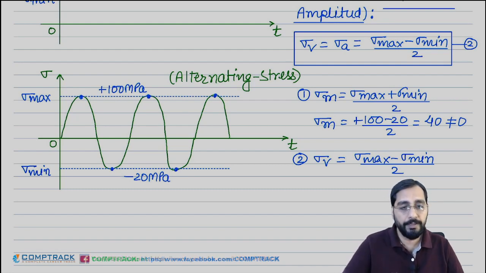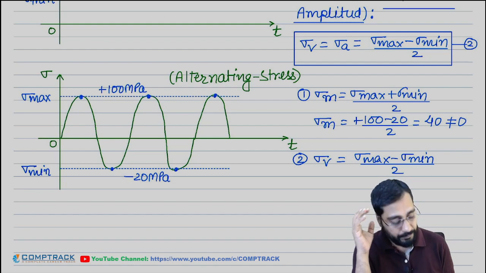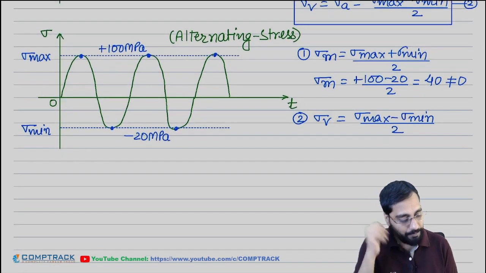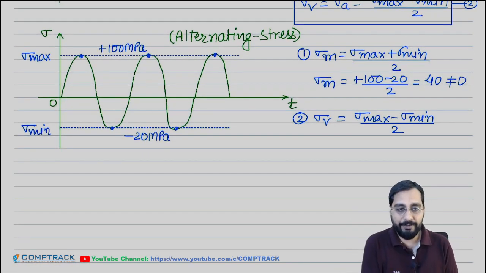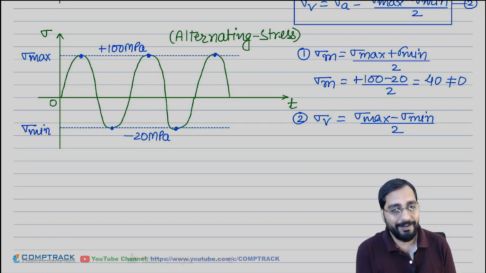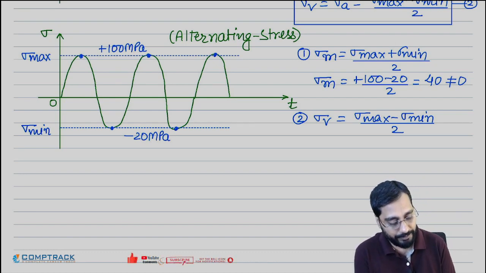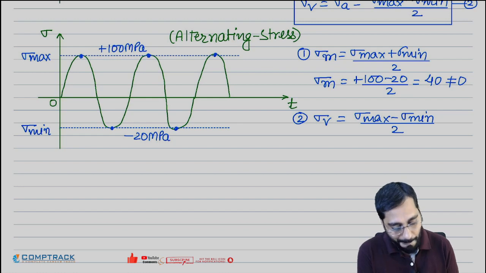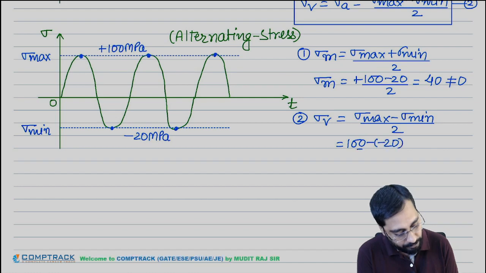Okay, clear? So here this will be 100 minus of minus 20. It will become 100 minus of minus 20, it will become 120. 100 of minus of minus 20, 120 by 2. So this is 60. So this is also not 0 here.